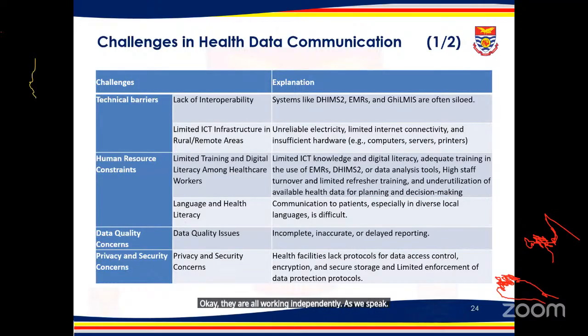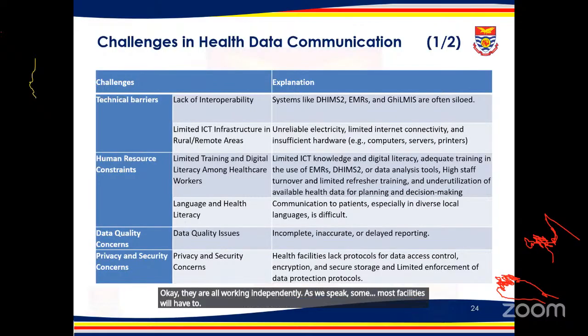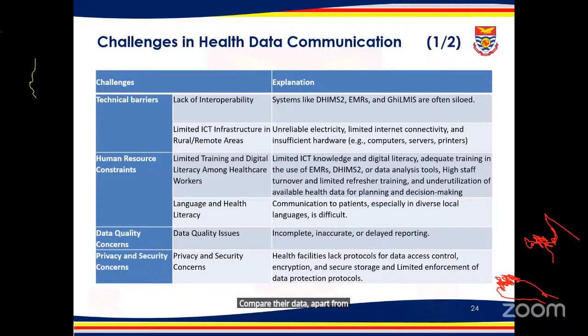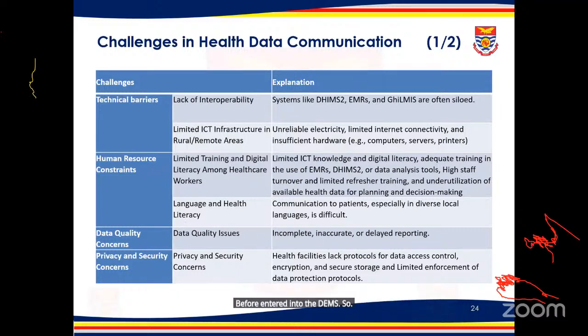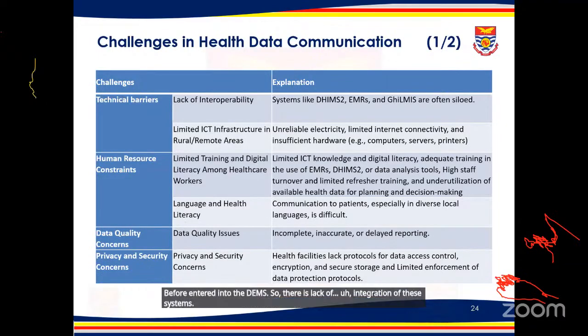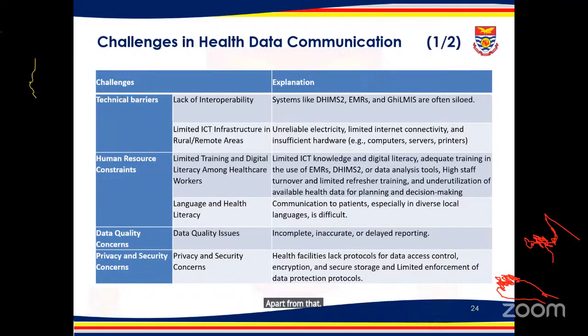Most facilities will have to compile their data. Apart from the links, some of the reports are generated, but some will have to be done manually before being entered into the DIMS. So there is a lack of integration of these systems. Apart from that, we also have limited ICT infrastructure in the rural and remote areas.